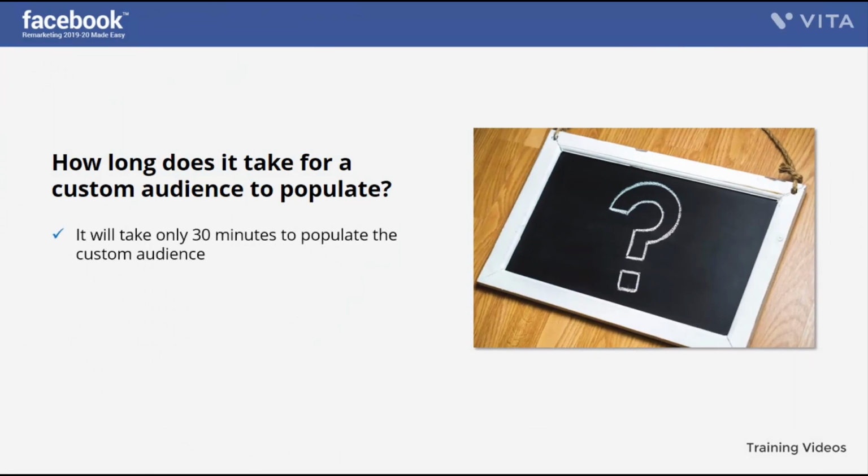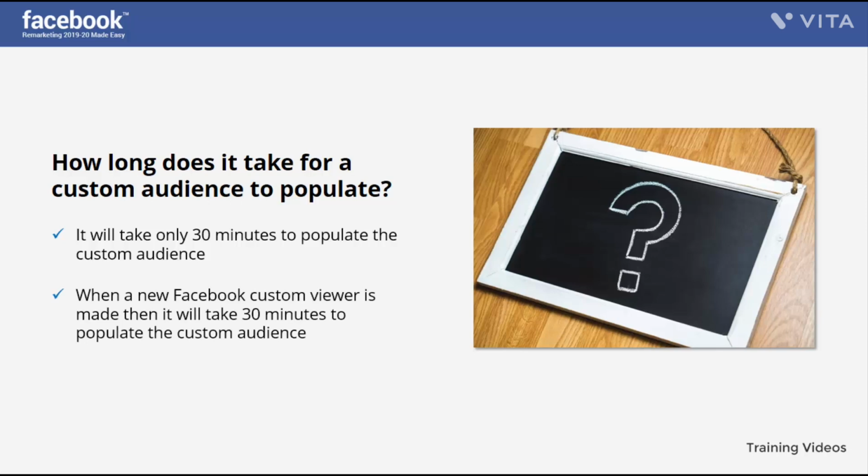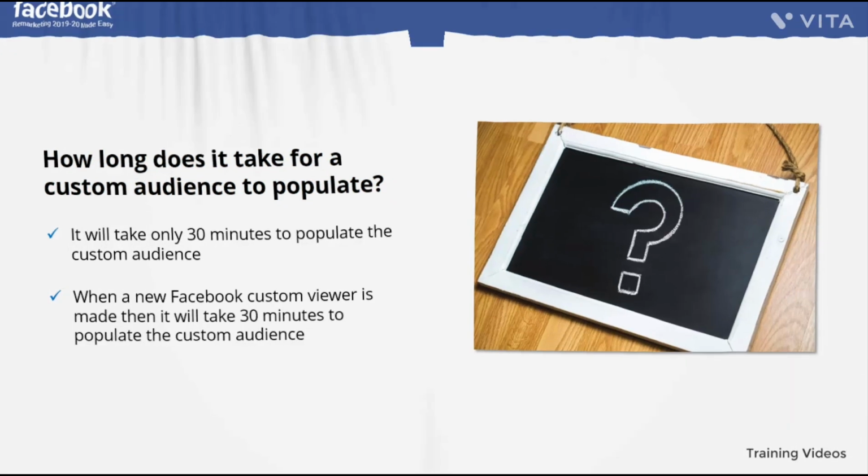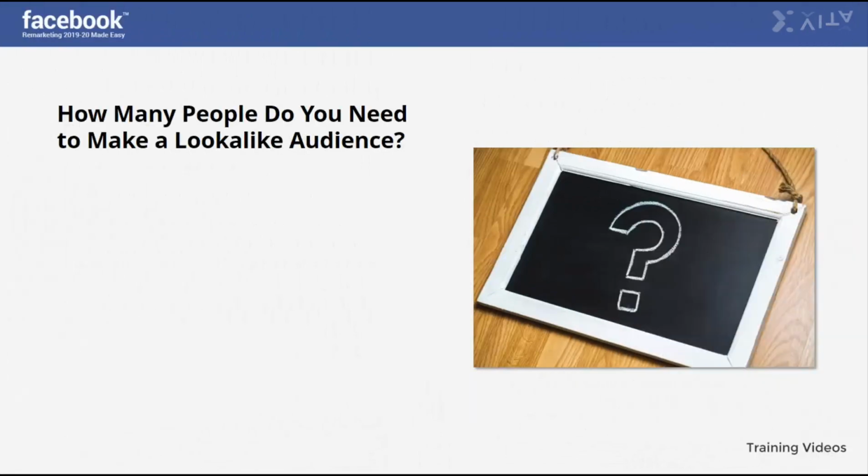How long does it take for a custom audience to populate? It will take only 30 minutes to populate the custom audience. When it's ready to use, then there will be a notification for you on your website. When a new Facebook custom audience is made, then it will take 30 minutes to populate the custom audience. The number of people that are connected with your content will have an impact on the number of Facebook consumers of your business.